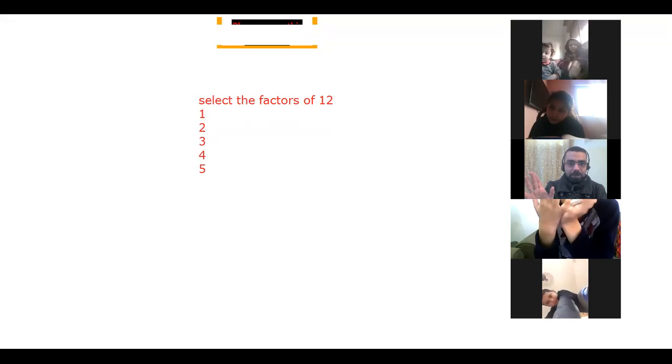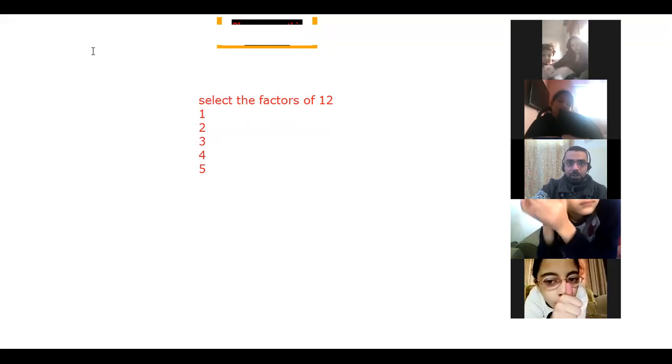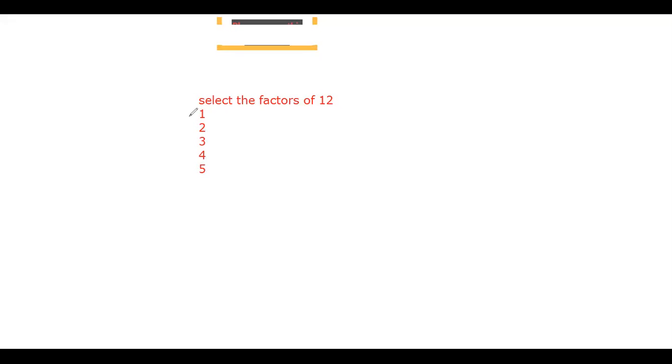Again, select the factors of 12. Now, 1, 2, 3, 4, 5. Let's see that. We say that 1 is always a factor of any number, right? The 1 always is a factor of any number. So yeah, we will choose it. In the exam, we will choose it like this.